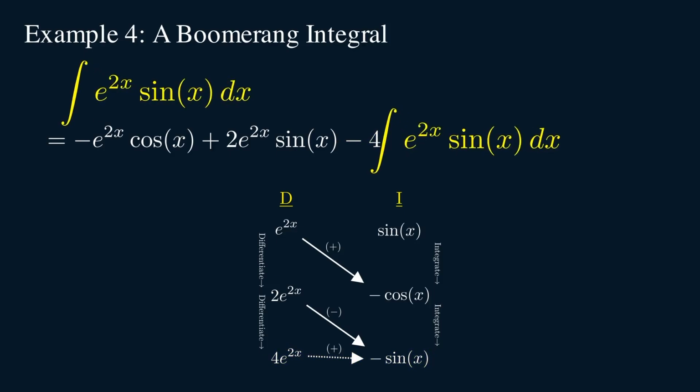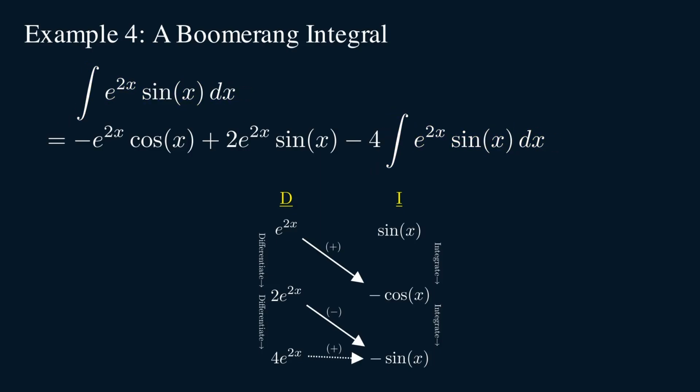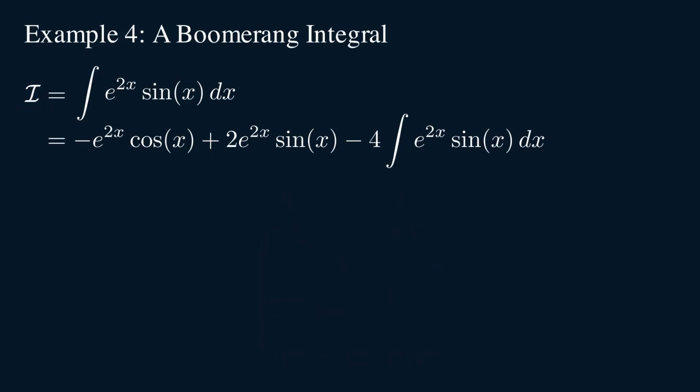Wait a minute, this is exactly the original integral. So, did we really do all that work for nothing? Not quite. Getting the original integral back is actually a good sign. Denoting the original integral by script I, we now have an equation that we can solve to find the given integral.